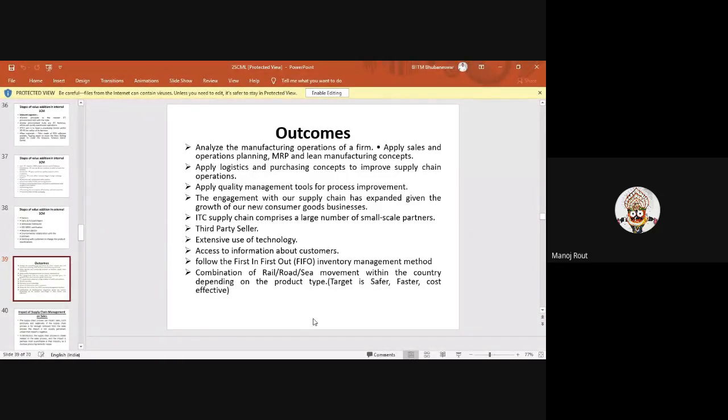The next is access the information about customers. And the next one is follow fast in, fast out inventory management methods. And the last one is ITC collaborates with rail, road, and sea movement within the country depending upon the product type. The target is safer, faster and cost effective. Clear?